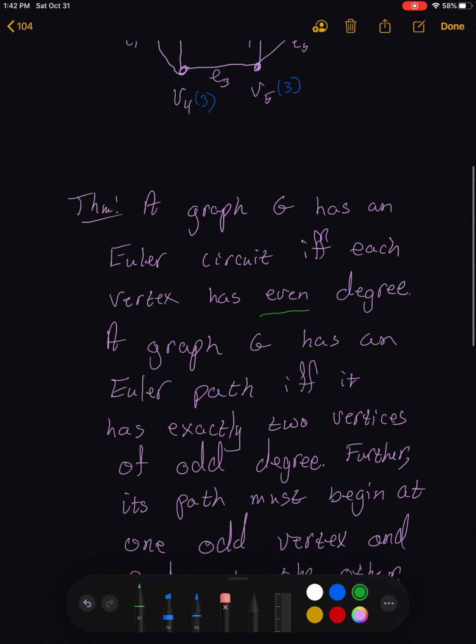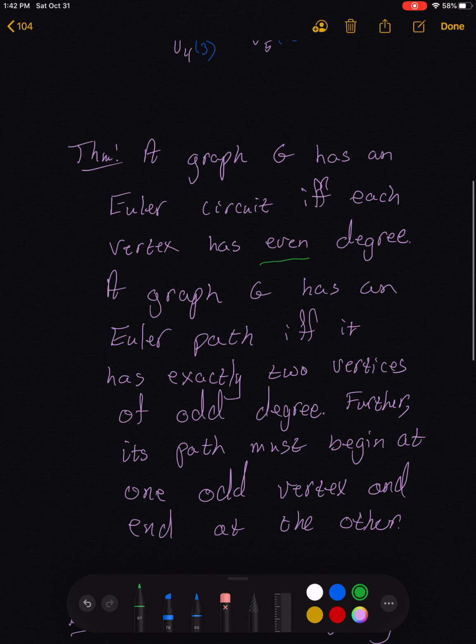Now a graph G has an Euler path if and only if there are exactly 2 vertices of odd degree. And that path must begin at one odd vertex and end at the other. In one of the early examples where I was finding paths, I talked about an isolated vertex, and starting at that vertex gave me a way of finding a path. This now formalizes that idea because that isolated vertex was a vertex with odd degree.